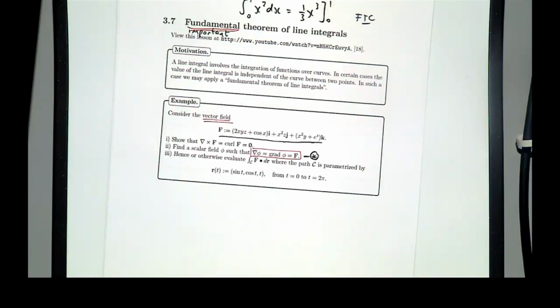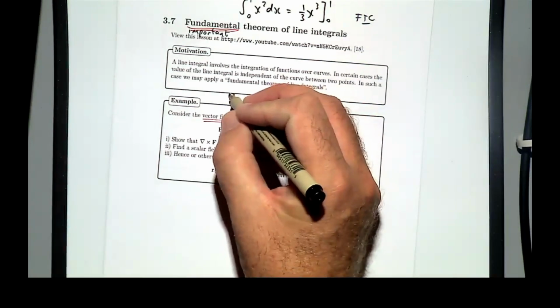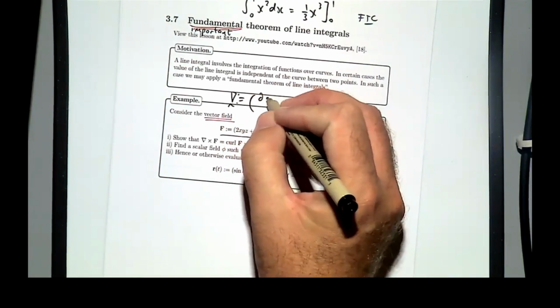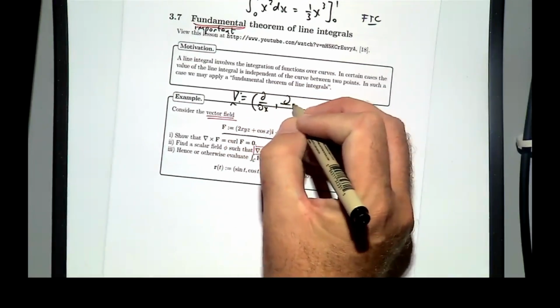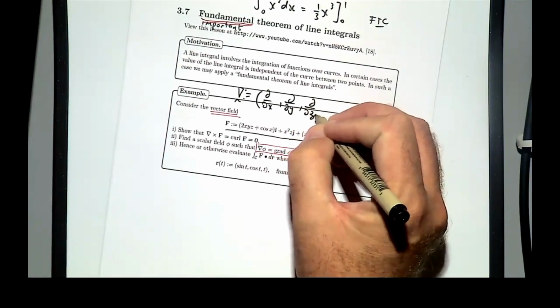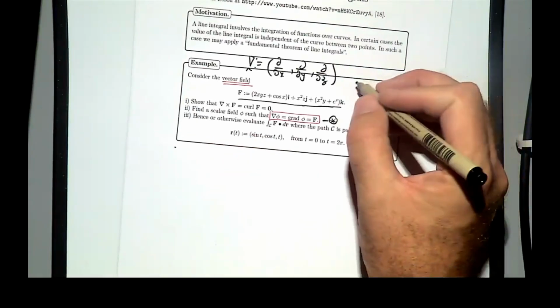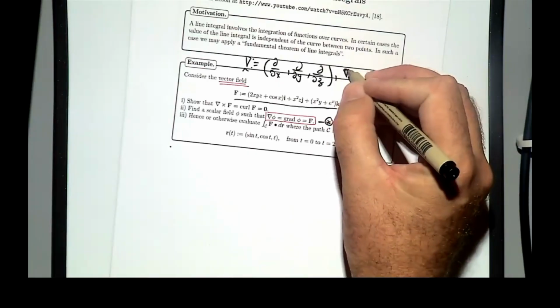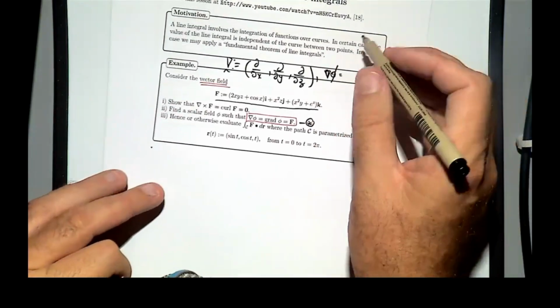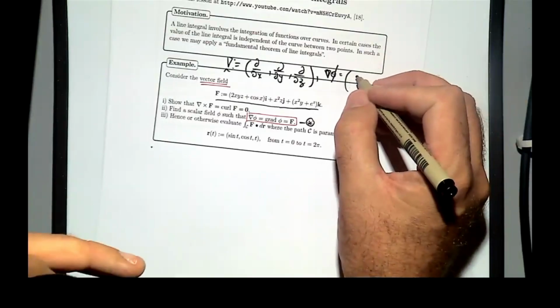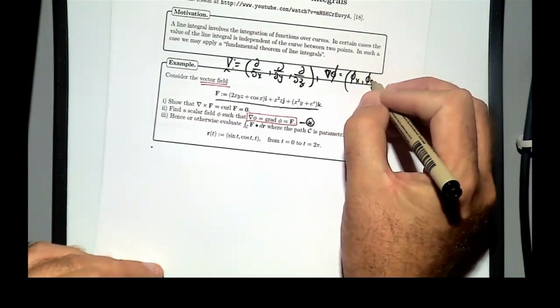Okay? So let's try that. So remember, our del is defined as this. And so if we were computing grad phi, or grad f, whatever you want to call it, you take the partial derivatives and you write each of them as a part of a vector, right?